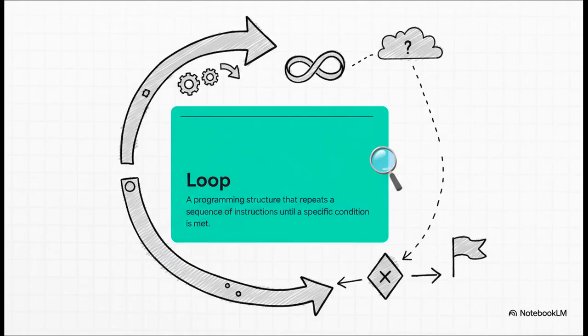So what is a loop, really? Think of it as a simple instruction. You're just telling the computer, hey, do this chunk of code over and over and over again until this specific thing happens. That condition is the key. It's what tells the loop when it's finally time to stop.